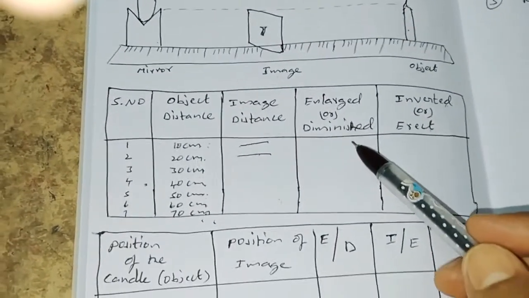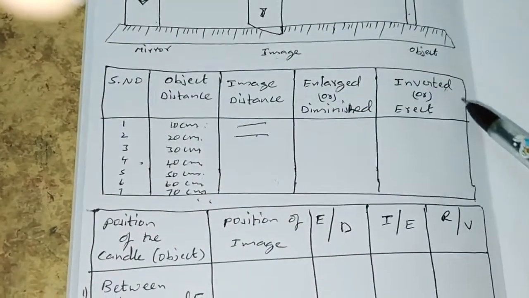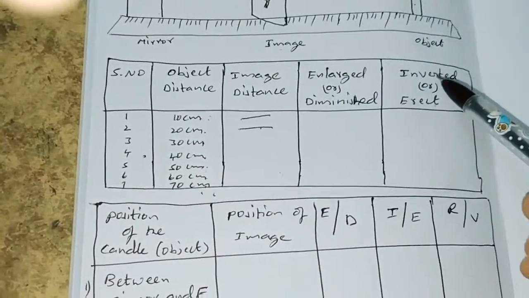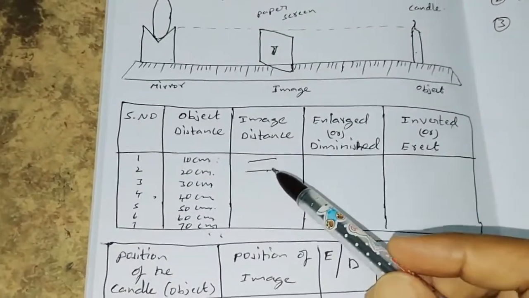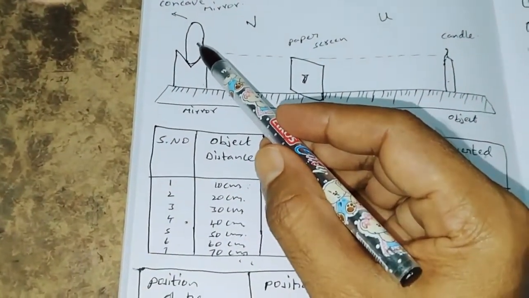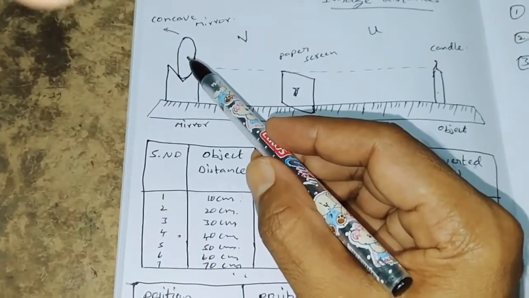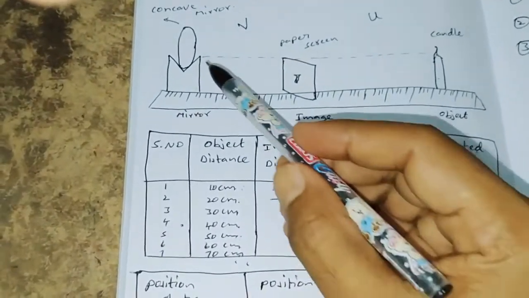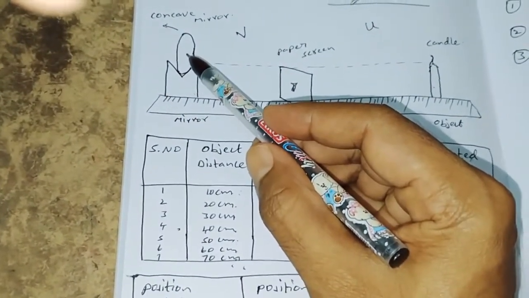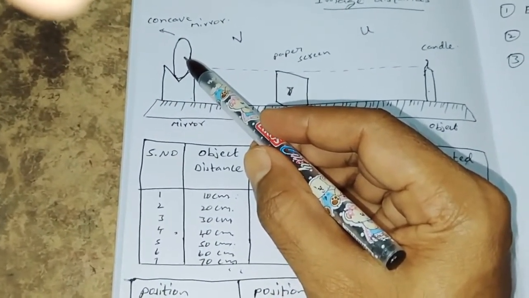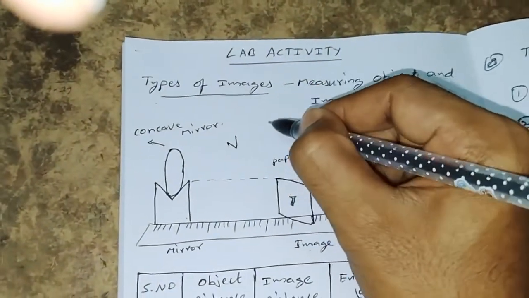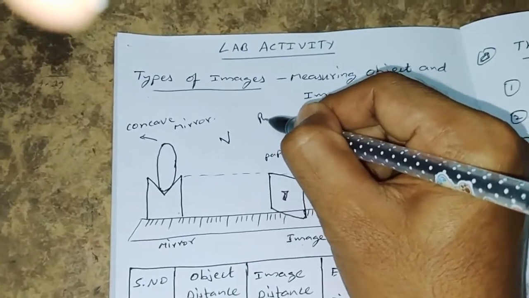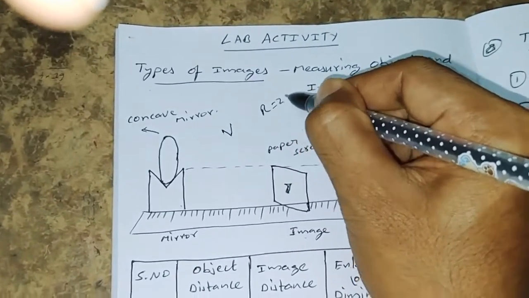Okay, and then you can rearrange this table. You can rearrange this table like this also. That means you know the focal length of this given concave mirror. So if you know the focal length of the given concave mirror, then you can identify the center of curvature also. So we have a formula, that is radius of curvature R equals 2F.